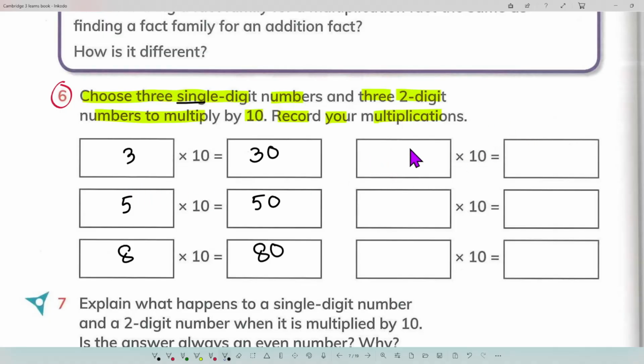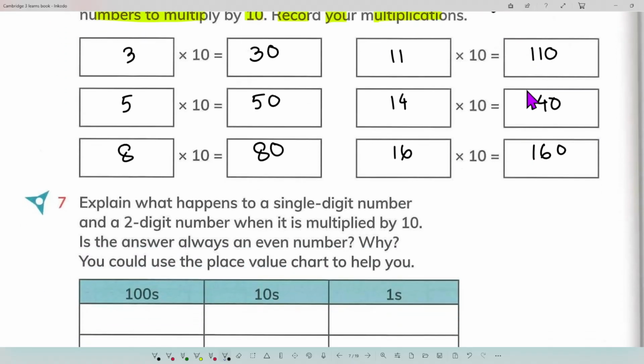Single digit should be. Now we will use double digit, like 11. So it will be 110. Can we use 14? So 140. We can use 16. So it will be 160. Very simple. So this one is done.